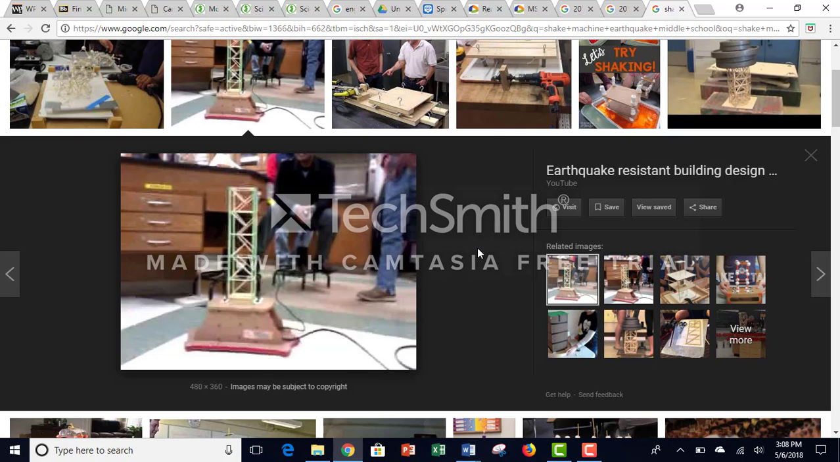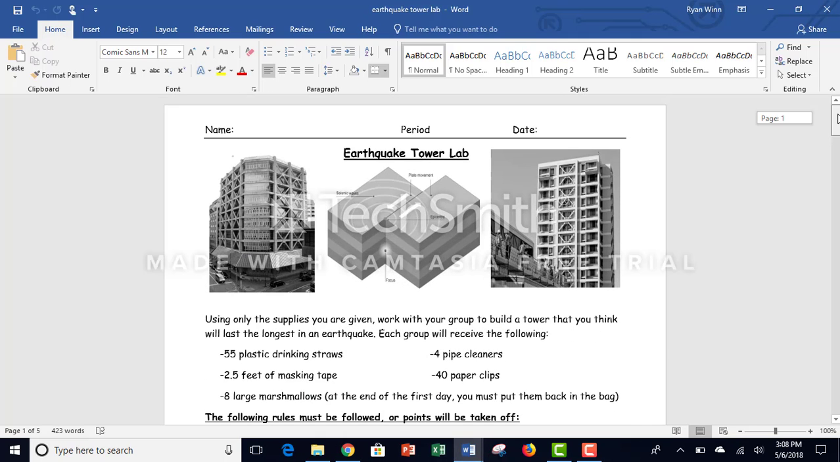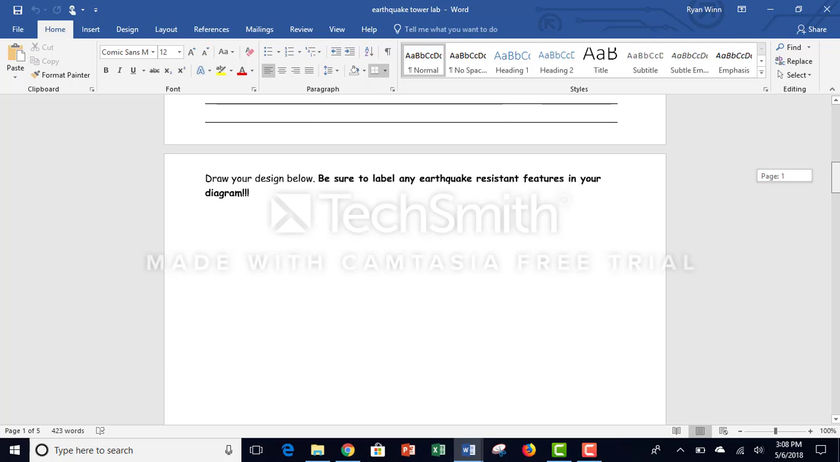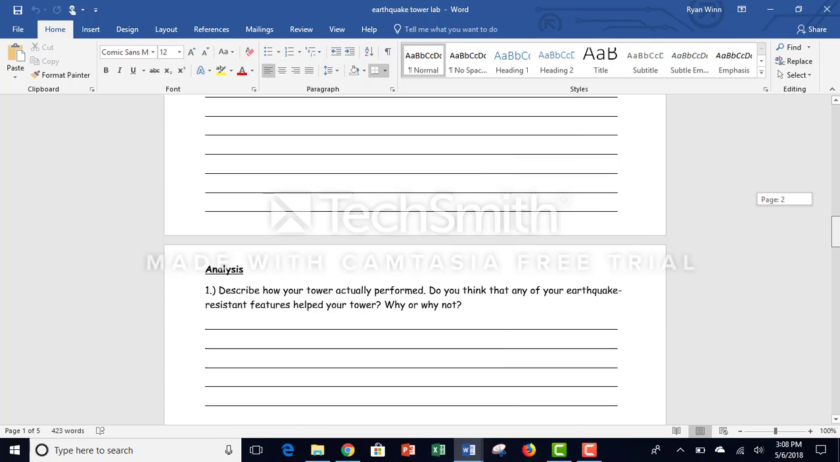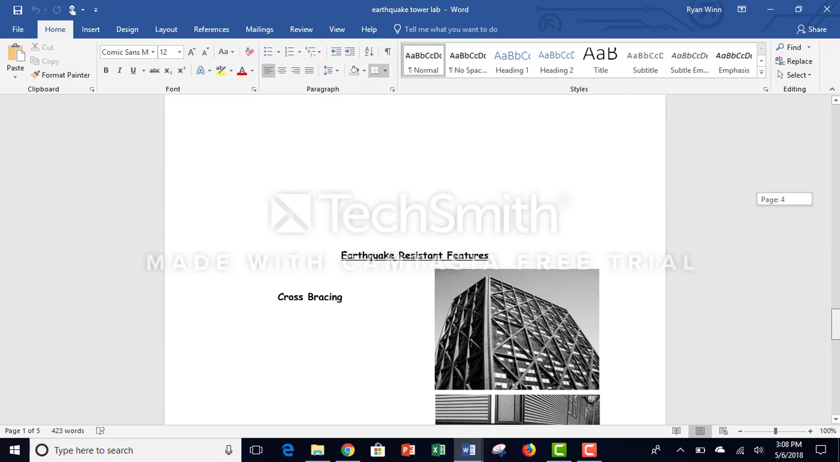After building, they're going to tape it to the machine, and they're going to see if their building withstands the earthquake. They're going to specifically be looking at the earthquake-resistant features that they incorporated to see if they help the building survive. Then students are going to answer analysis questions in their lab packet. This is the lab packet I used in previous years. They provide a description of their building, they provide a sketch, they make a hypothesis for how they think it'll do, then they start building and they answer analysis questions.